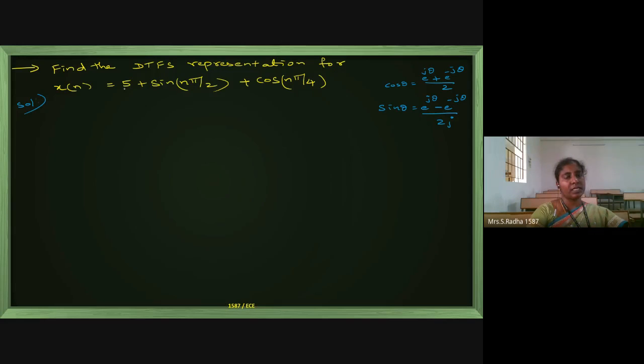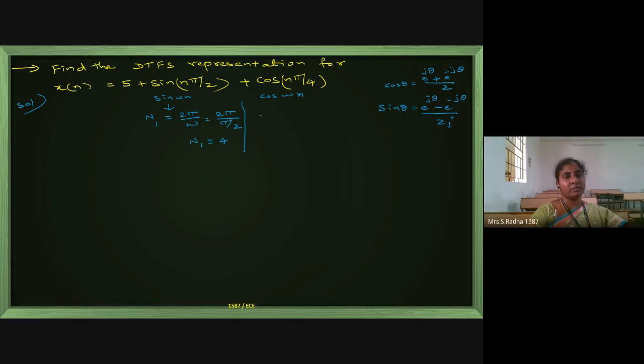Two terms are there. Here it is a constant, no frequency. And you compare this with sin omega n and you compare this with cos omega n. And we have first term and second term. We will calculate time period. Formula is 2 pi by omega and this is 2 pi by, in the place of omega we have pi by 2. The value is 4 for n1.